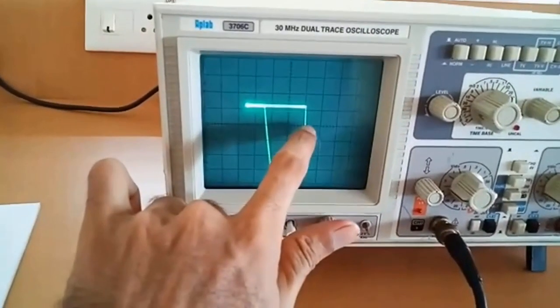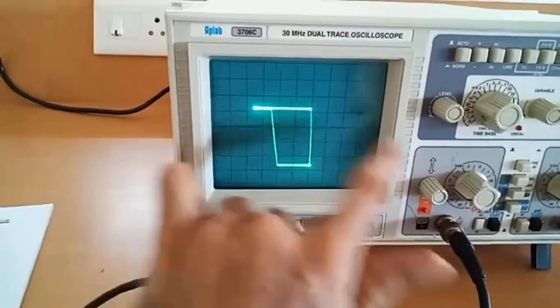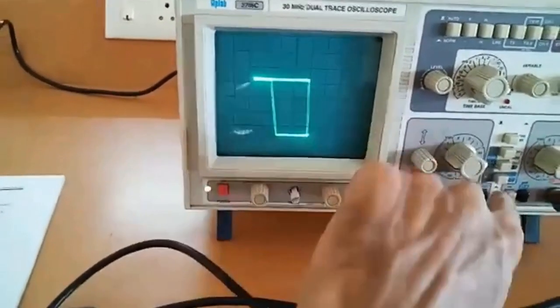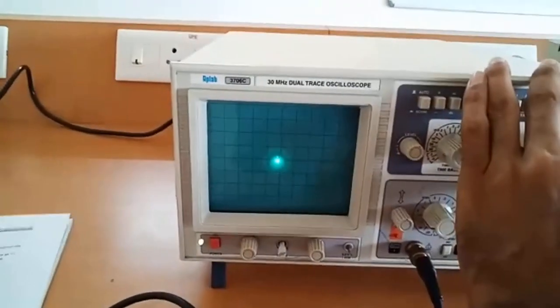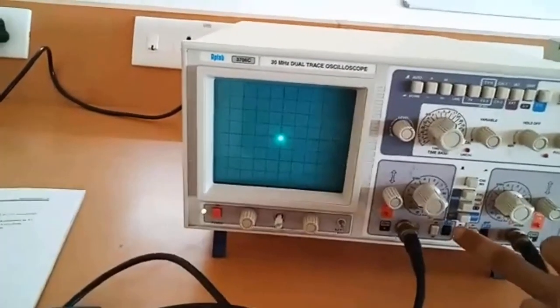So this is 1.1, 1.1 into 5 is 5.5. It is 1 point roughly. I think it might have shifted. You can cross check again. Yes, it is shifted. Adjust it properly. You don't touch any wires.